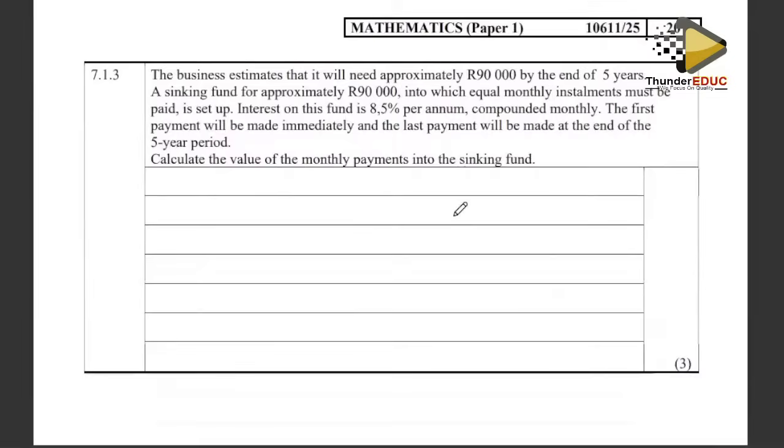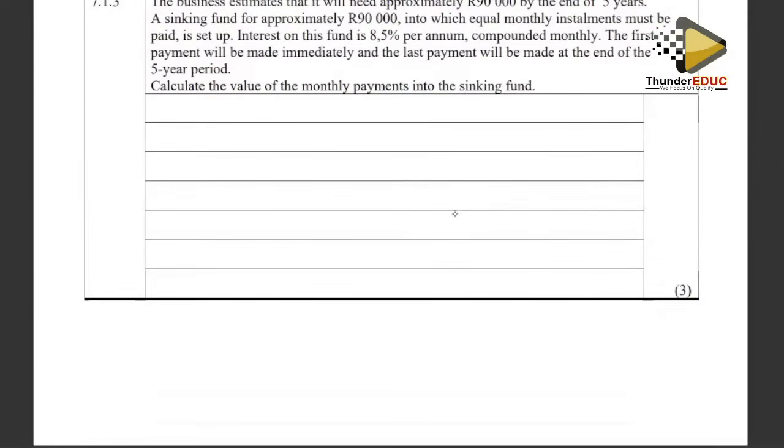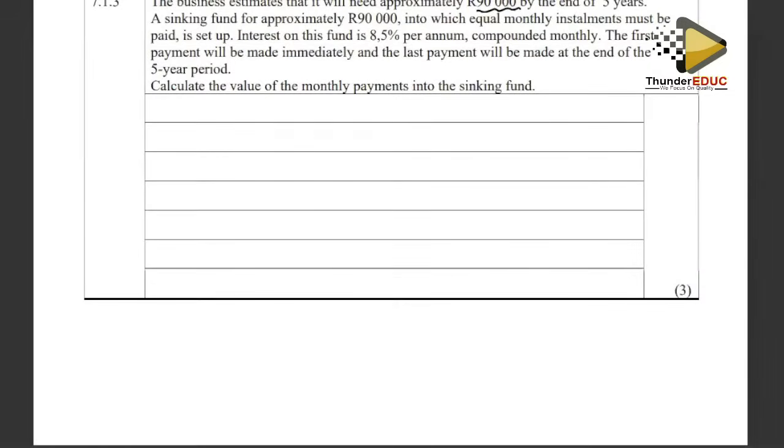Then 7.1.3, the business estimates that it will need approximately 90,000. Okay. So a sinking fund of this much into equal monthly installments must be paid is set up. Interest on this fund is 8.5% per annum compounded monthly. The first payment will be made immediately, and the last payment will be made at the end of the 5-year period. Calculate the value of the monthly payments into the sinking fund.